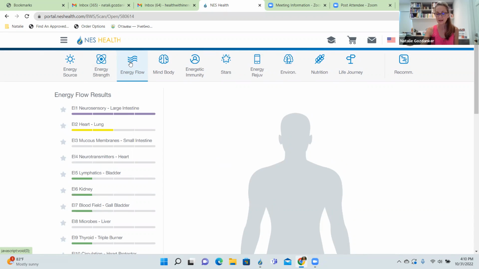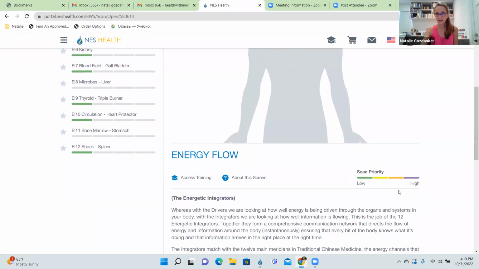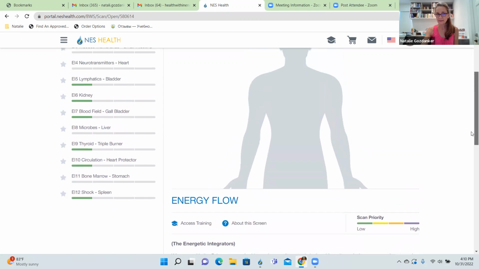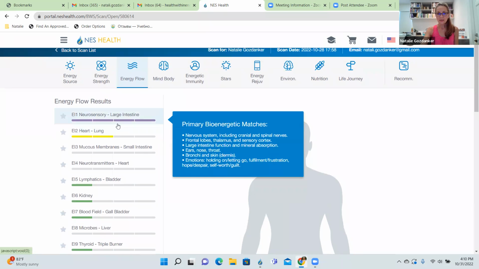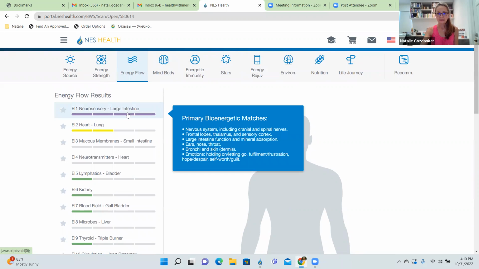those energetic integrators that I was talking about, which are the pathways of information and communication throughout the body field. Again, if you remember, we have this priority scale here that shows that purple means higher priority for the body, orange is also quite high, and then yellow, green, and white, which is less priority. In this particular scan, which is my scan that I took as a test, there is some disturbance of information in the first integrator, which is EI1, neurosensory large intestine.